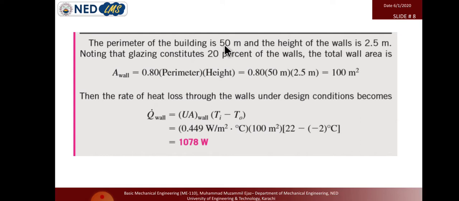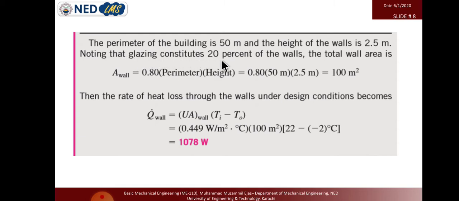I just want to give you an understanding of how the perimeter is calculated over here. It is the length of all sides of the room, and if we multiply by the height, we get the area. The height of the wall is 2.5 meters.